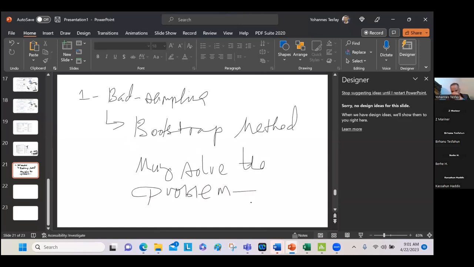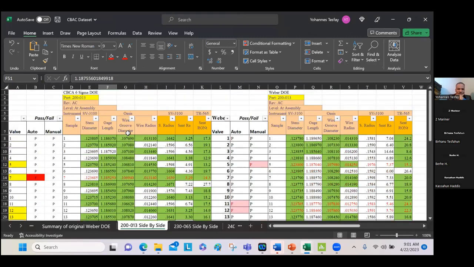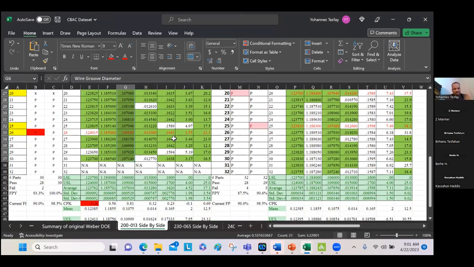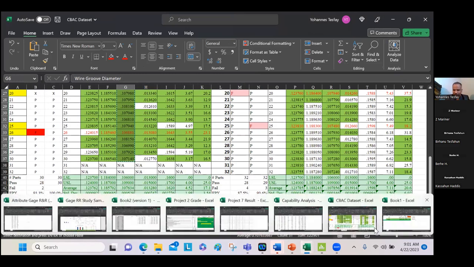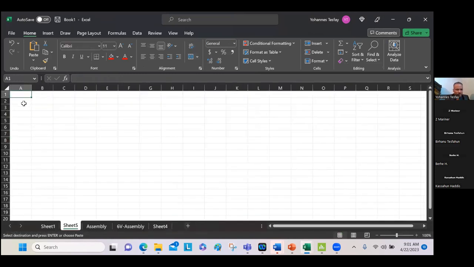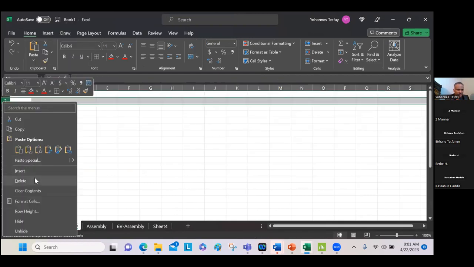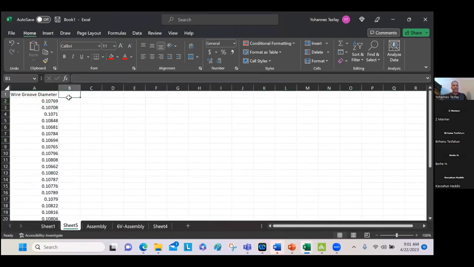How it works is, let's look at it. I'm gonna come here, the groove diameter, I'm gonna take it like this. Copy, then I'm gonna use new, then paste it as a number, okay? Delete, just like this. So here, random number, random sample, okay?